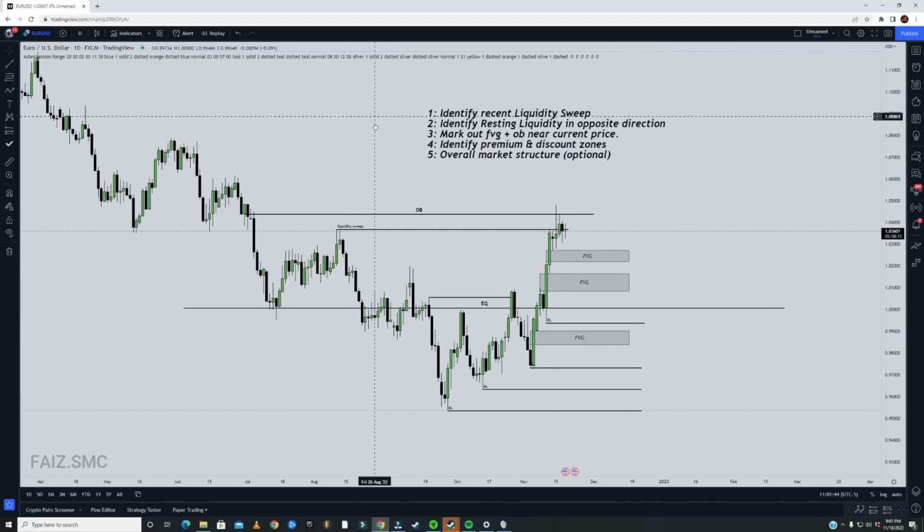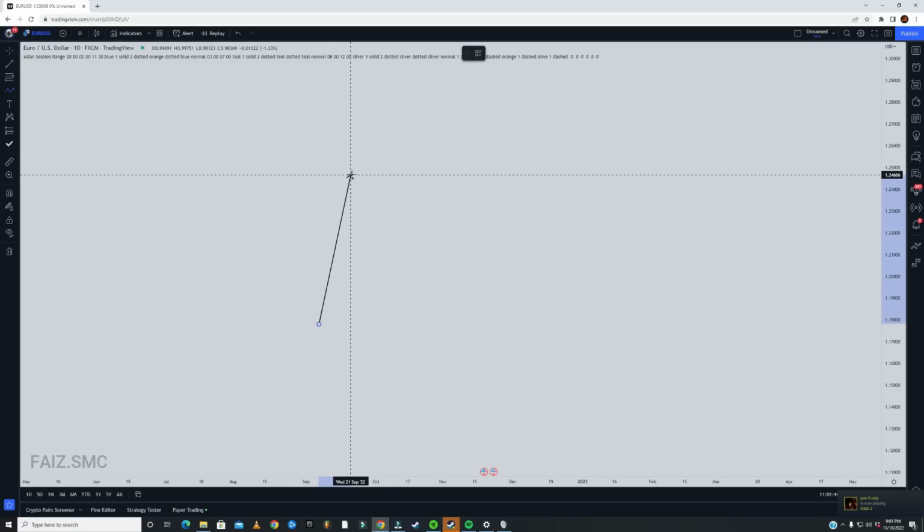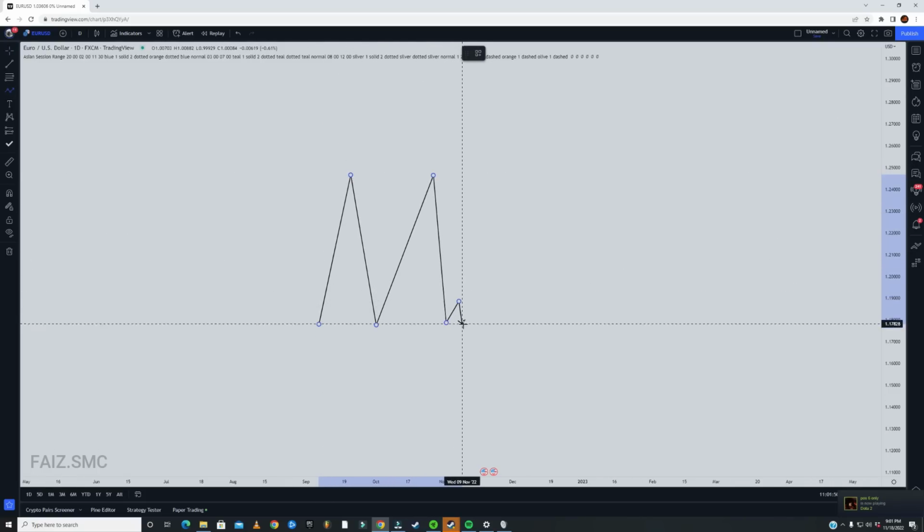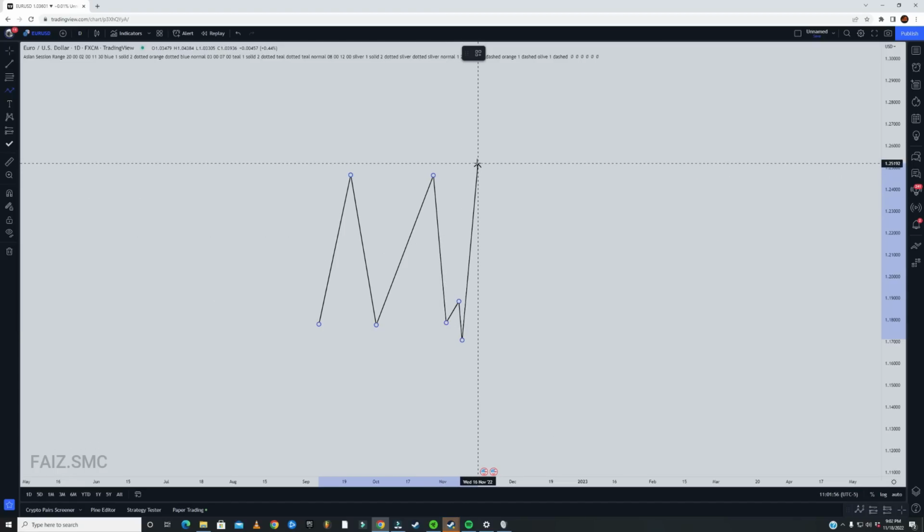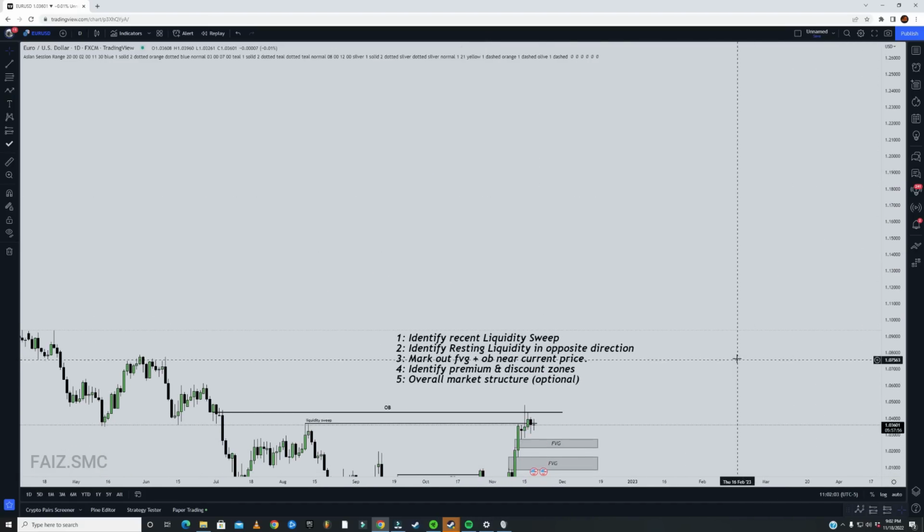You just look for liquidity sweeps, right? Let's say you have buy side liquidity, right? And you have sell side liquidity. So if price sweeps out the sell side liquidity first, right? Then you can anticipate that price is going to take out the buy side liquidity here, right? And that's really about it, guys. You don't need to overcomplicate it.